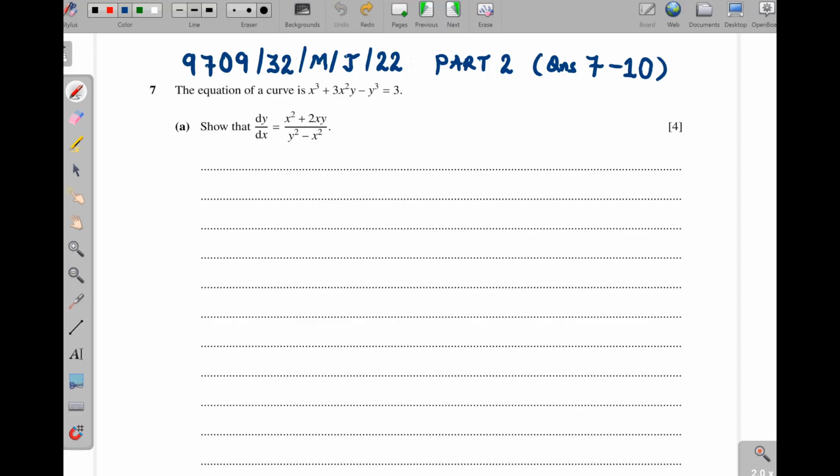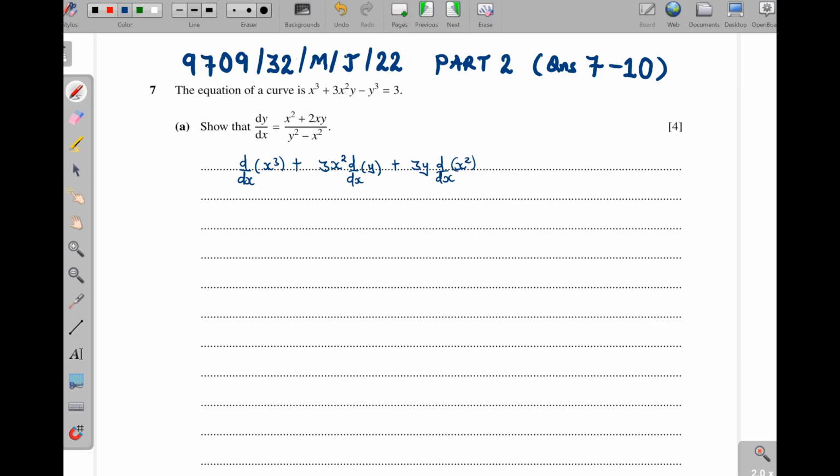Now, we are going to differentiate everywhere with respect to x. So I'll begin with this x cubed. Then here, this is a product of 2. So I'm going to first keep 3x squared constant. Then I differentiate y with respect to x. Then I'll keep 3y constant, and then I differentiate x squared.